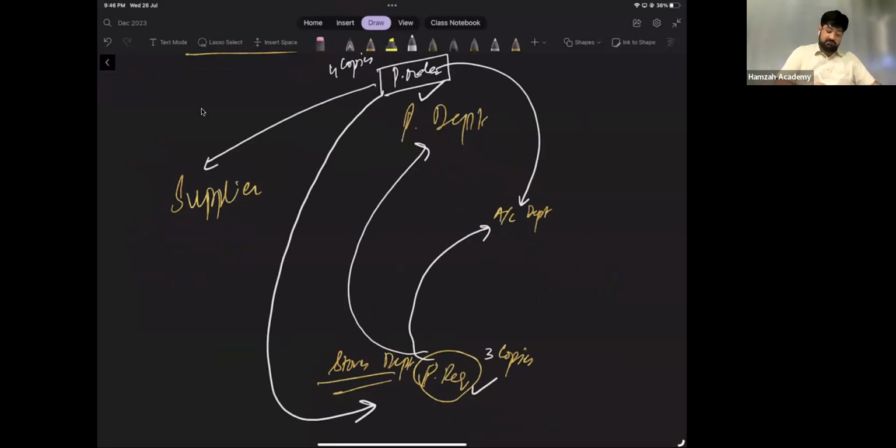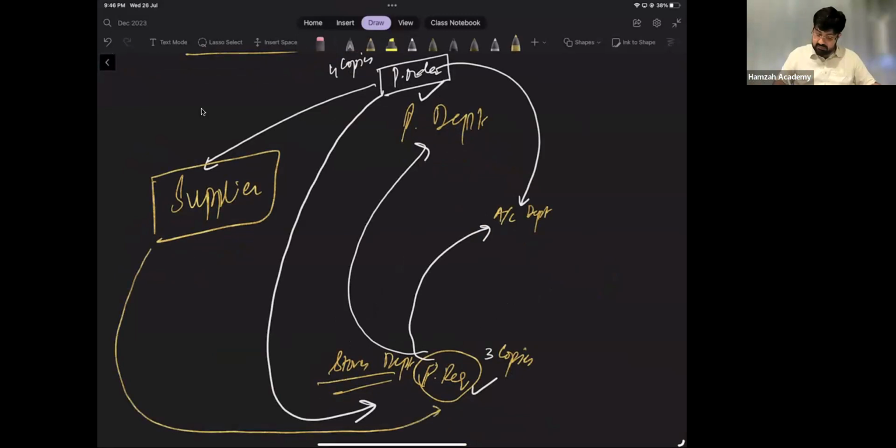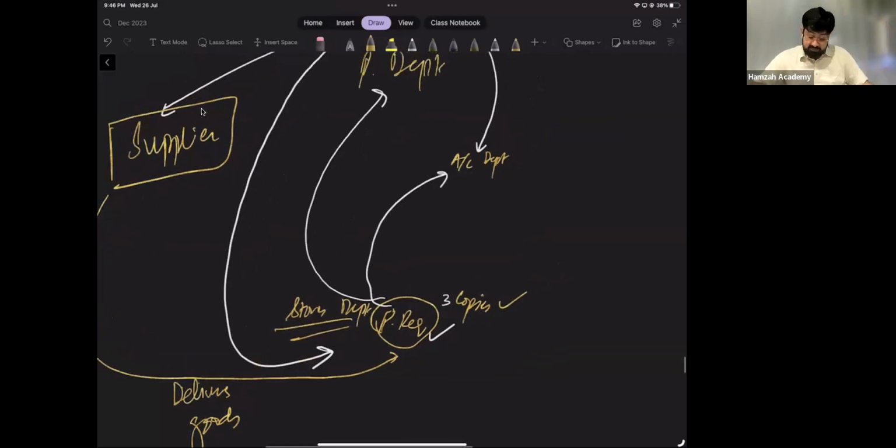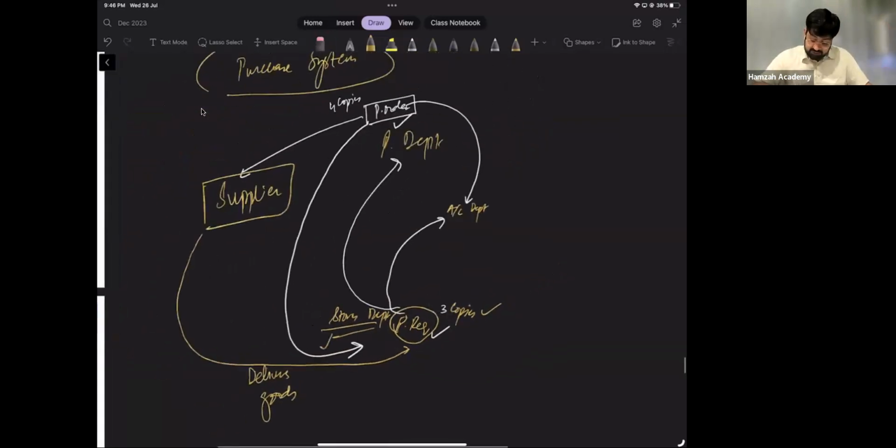Now, the supplier delivers goods. When goods are delivered here, they are checked for quality and quantity. They are matched with the store's copy of the purchase order. Goods are checked: what we ordered is what is being received.